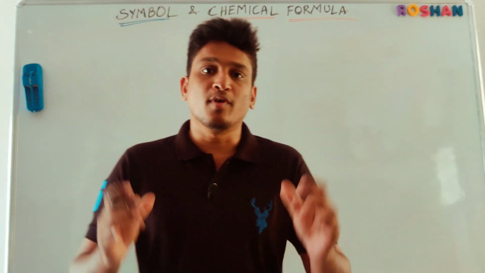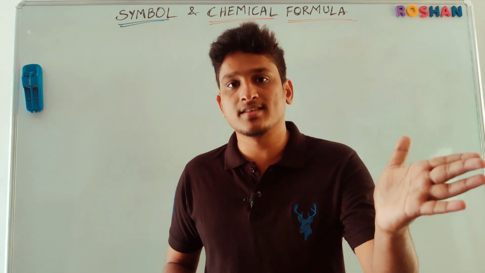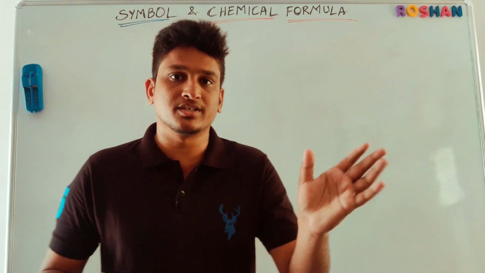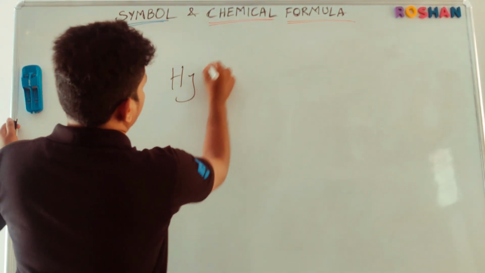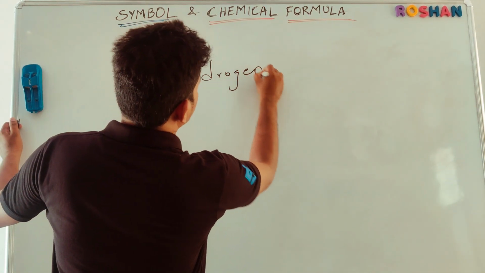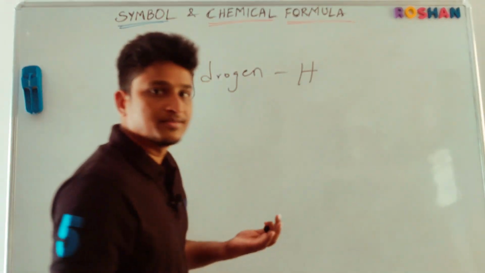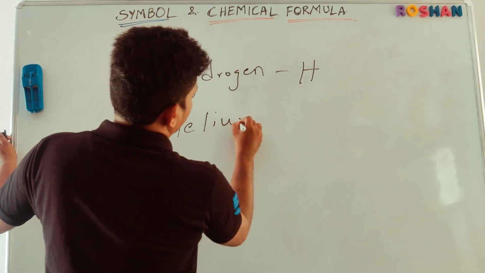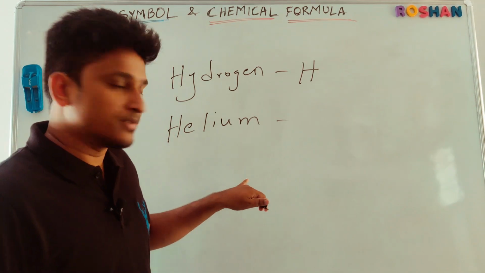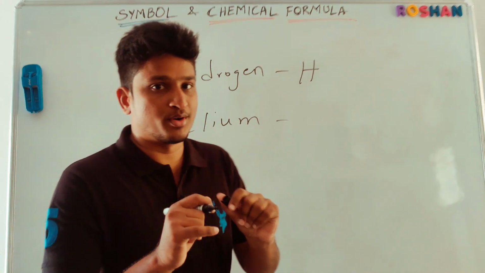Students, if you want to define the symbol, the shorthand representation of an element is called a symbol. The shortcut representation. Yes or no? For example, hydrogen starts with H. So what is the symbol of hydrogen? H. That's it. That simple. Like helium. Helium also starts with H. So can we assign H for helium also? No. In that case, what to do?